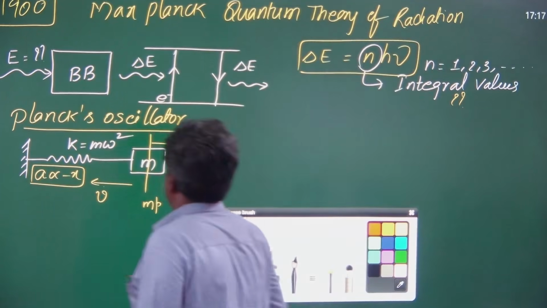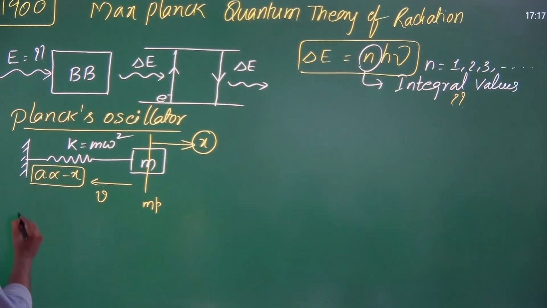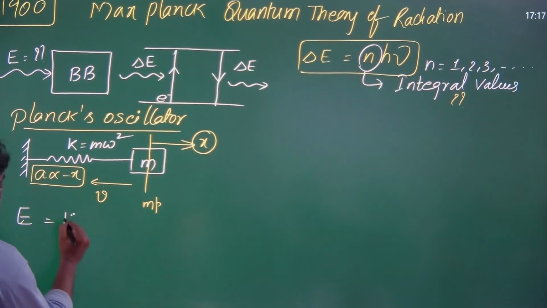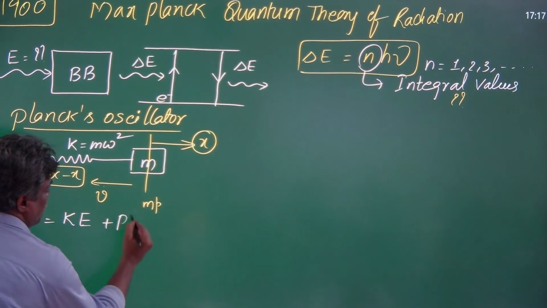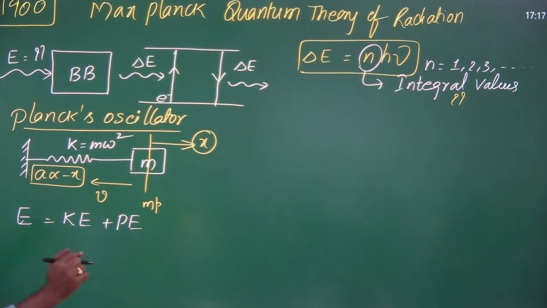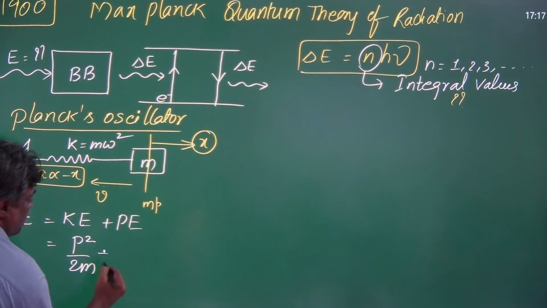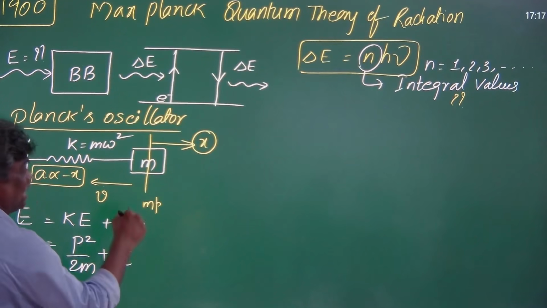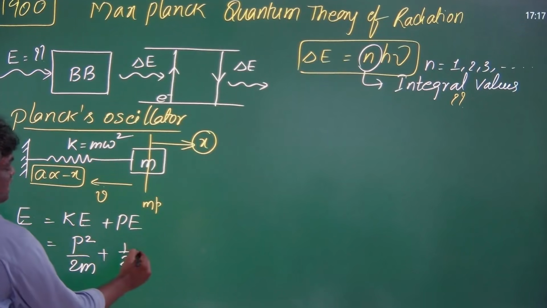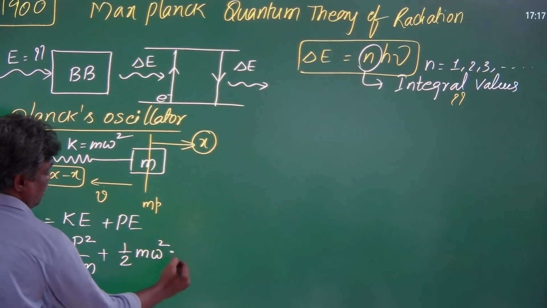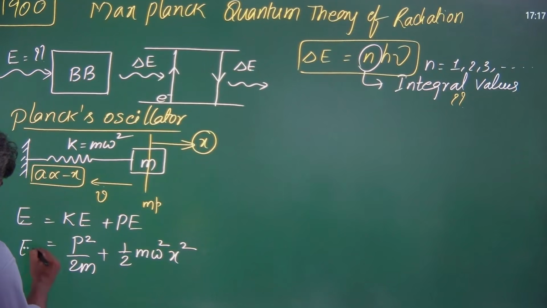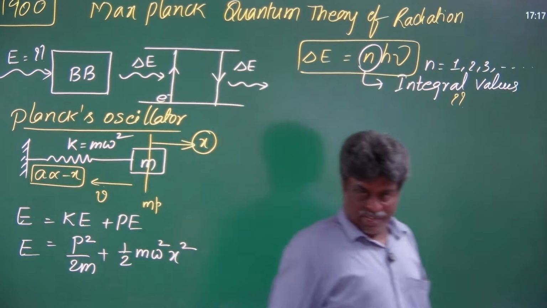Now, I'm going to write its energy. The total energy is nothing but kinetic energy plus potential energy. Kinetic energy is p square by 2m, and the potential energy is half k x square, where k is m omega square. So that's the total energy.